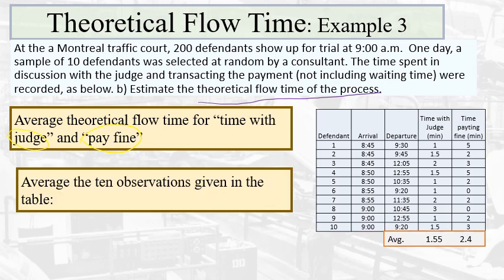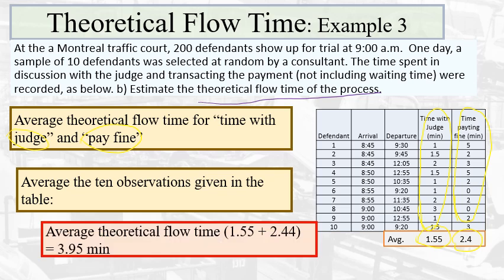So basically, we're only recording these two sets of numbers, and we take an average for spending time with the judge. We get 1.55, and paying the fine is 2.4. So the average theoretical time is basically taking these two and we get 3.95 is the average time they actually get service in the process. So meeting the judge and paying comes up to 3.95.